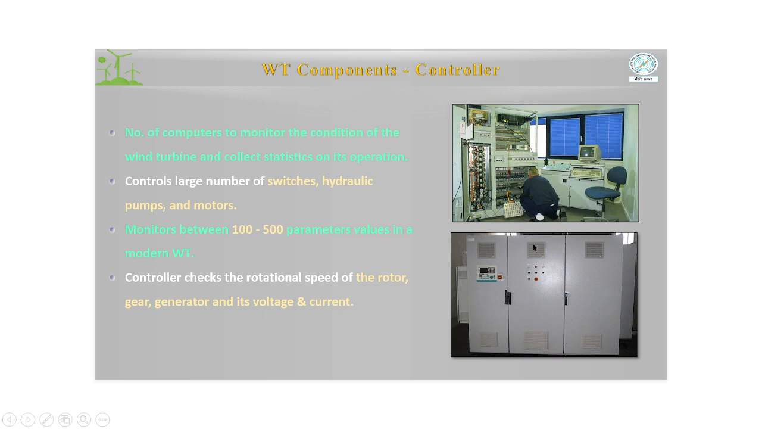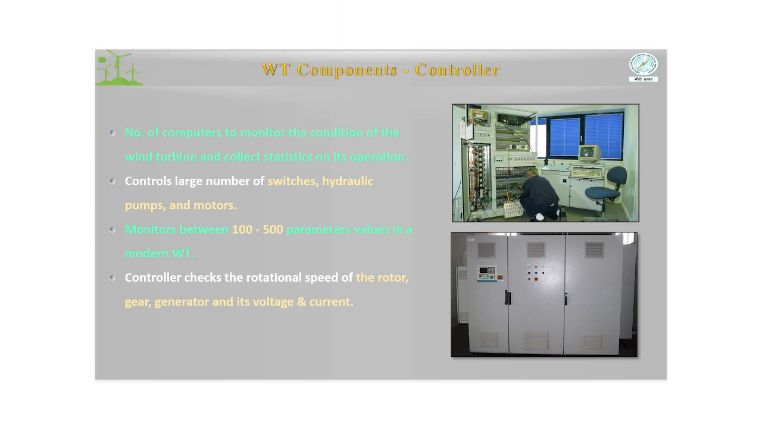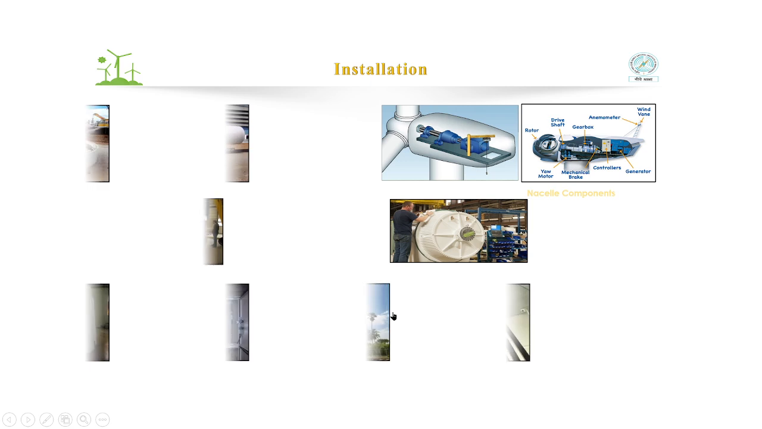And whatever details you want to effectively control your wind turbine, you can select in the SCADA and take that output with the permission of the SCADA administrator. And you can analyze. It will have wind speed, wind direction, power generated over the years, all the information. And it checks the rotational speed of the rotor, gear, generator, voltage, current, everything.